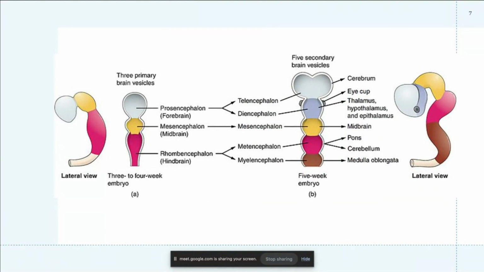This image would be important for you guys to remember, okay? Because this image basically is talking about how the brain develops and what structures come from what, essentially, okay? So just ignore the two images on the sides, the lateral views, but you should learn this image, okay?